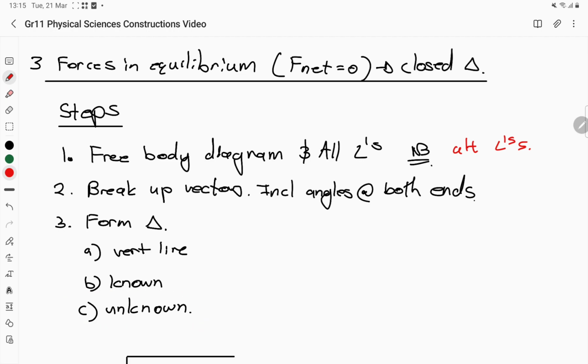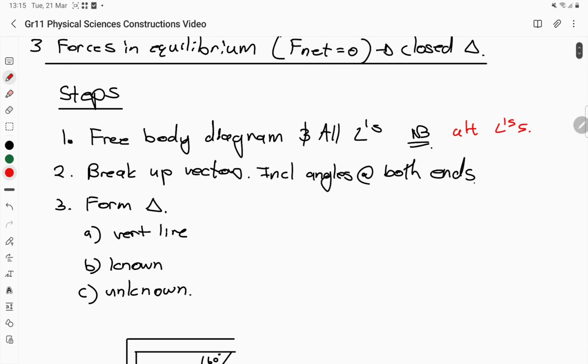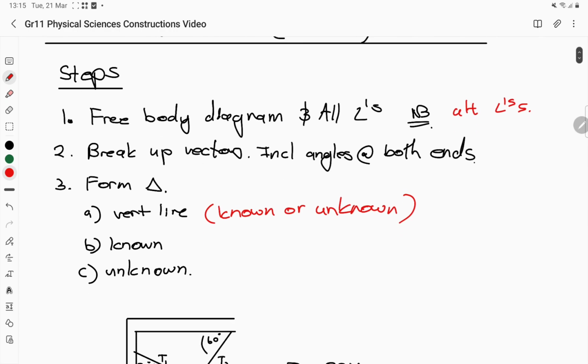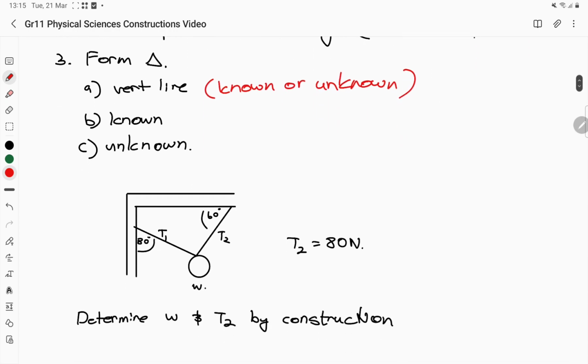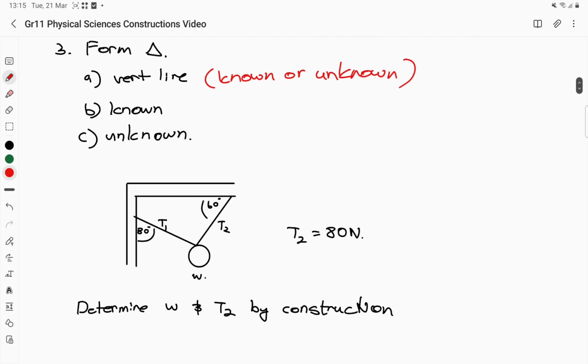So usually, at the very least, you'll know one of the vectors or their angles or something. But let's just go according to this route, known or unknown. So draw a vertical line, known or unknown. Like I said, there's other ways to do this, but this can work.